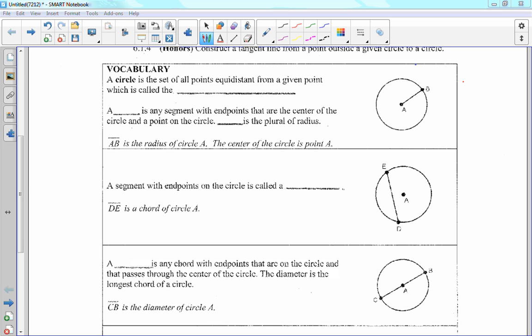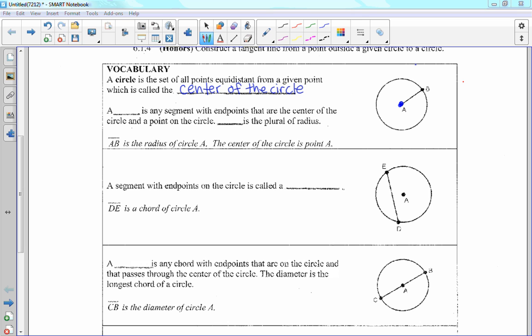Okay, a circle is a set of all points equidistant from a given point in the middle. This point A in the middle is called the center of the circle. That's not hard, right? It's called the center of the circle. Okay? The center of the circle.